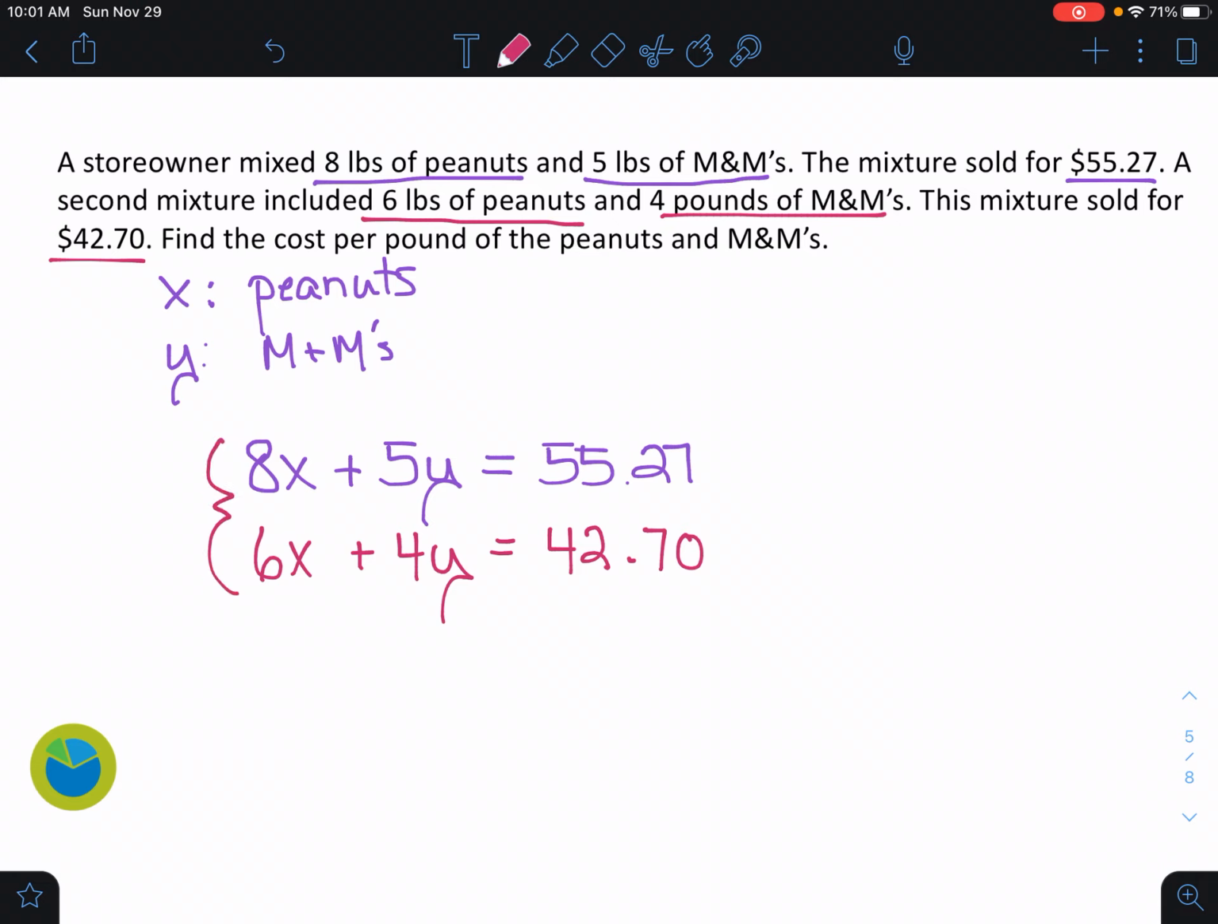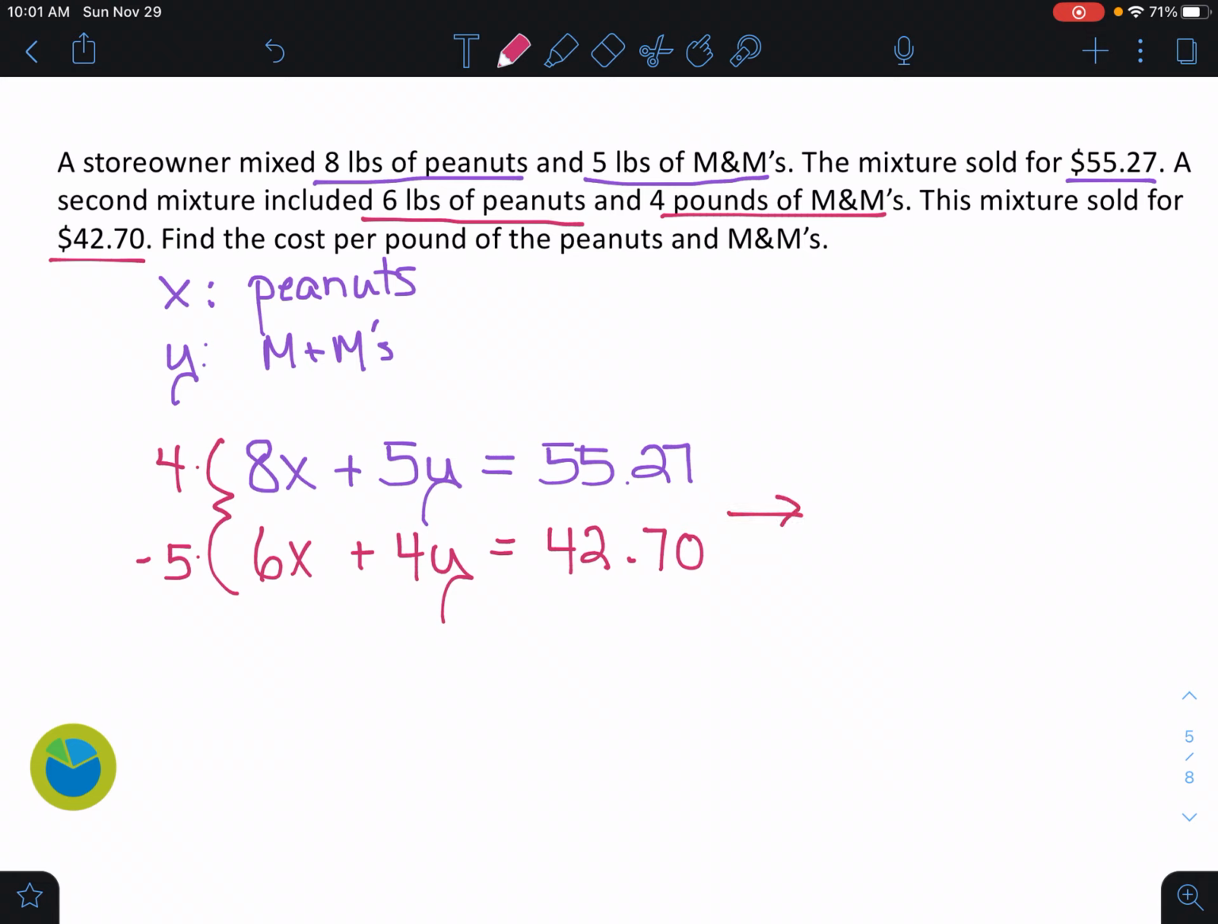And you'll notice both of these are in standard form, so we want to use elimination to solve here. So I want to decide what to get rid of first. I think I'm going to get rid of y. So I want to multiply this top by 4 and this bottom one by -5. Okay, and that will give us our two new equations.